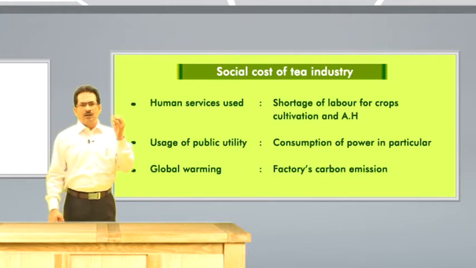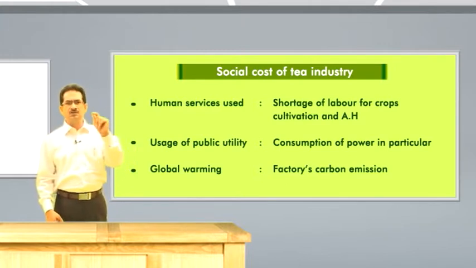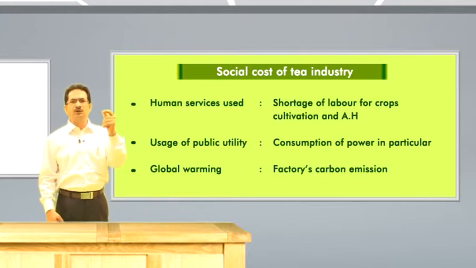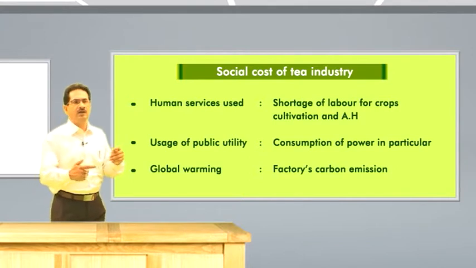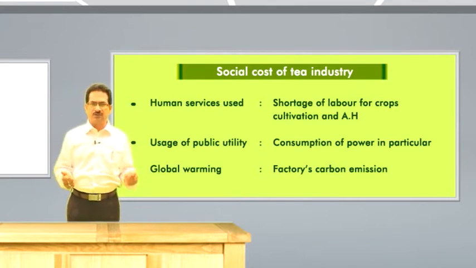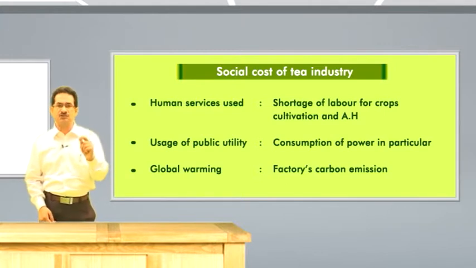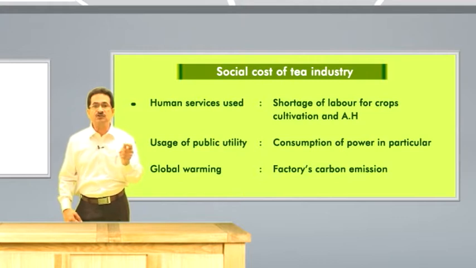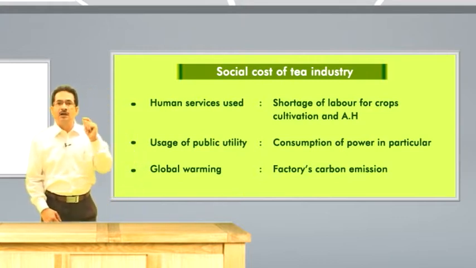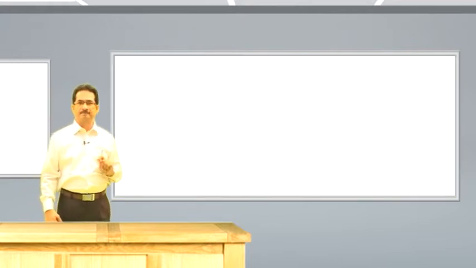Then, use of public utility: the tea industry is consuming a lot of power and causing scarcity of power to the surrounding localities. Another social cost of the tea industry is global warming. Factories' carbon emission is causing damage to the environment.